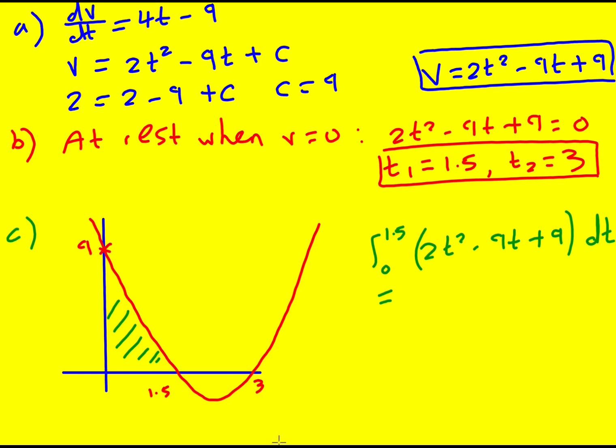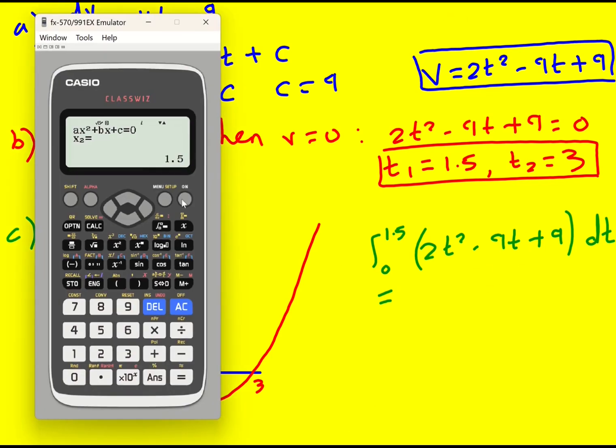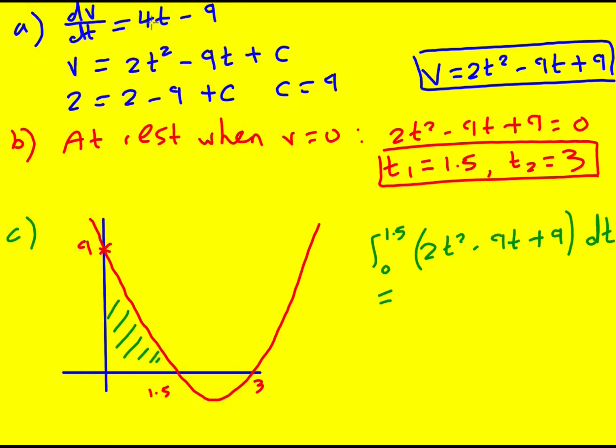Now, we can actually just put this in our calculator. We don't need to integrate the whole thing, but make sure you can. So we just substitute x for t: 2x squared minus 9x plus 9. We should really put a bracket around this, but the calculator knows that's what we mean. 0, 1.5, we get 5.625.